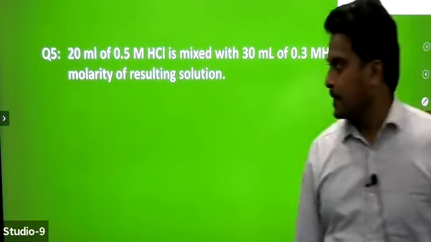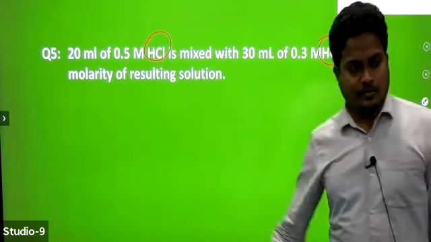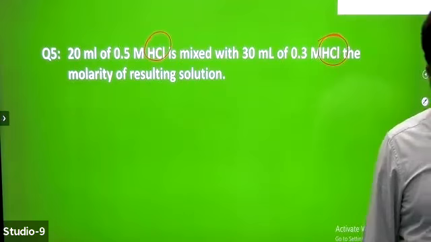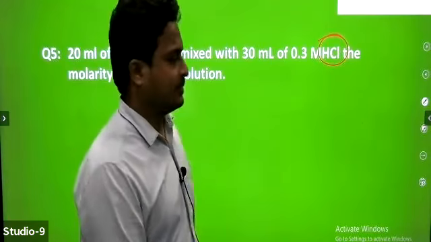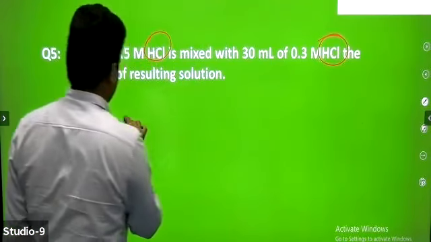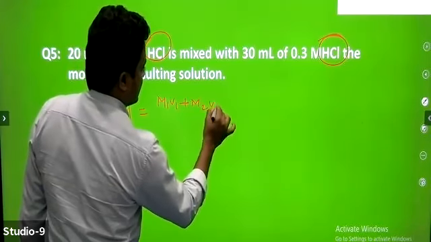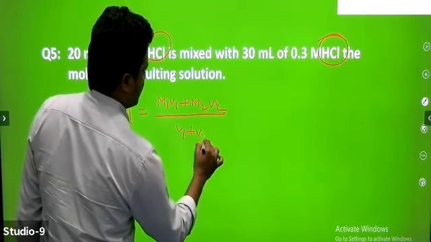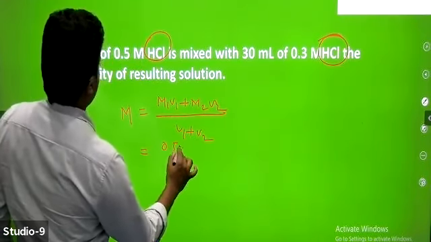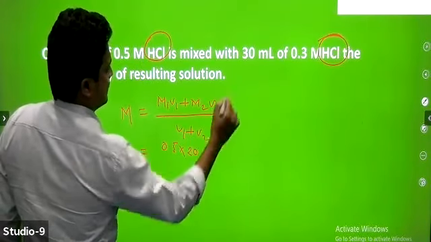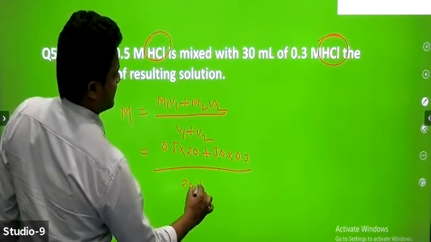Here what we are observing? In both the cases, solute is same. So if there are two different solutions, in these two solutions solute is same. So how can we calculate molarity? Resulting solution molarity is equal to M1 V1 plus M2 V2 by V1 plus V2. That is 0.5 into 20 plus 30 into 0.3 over 20 plus 30.